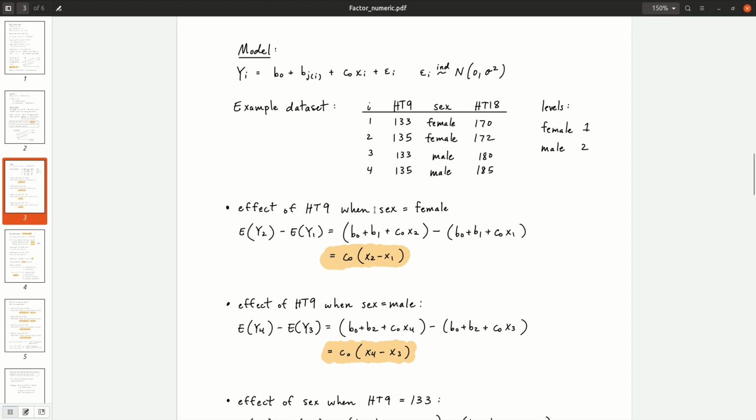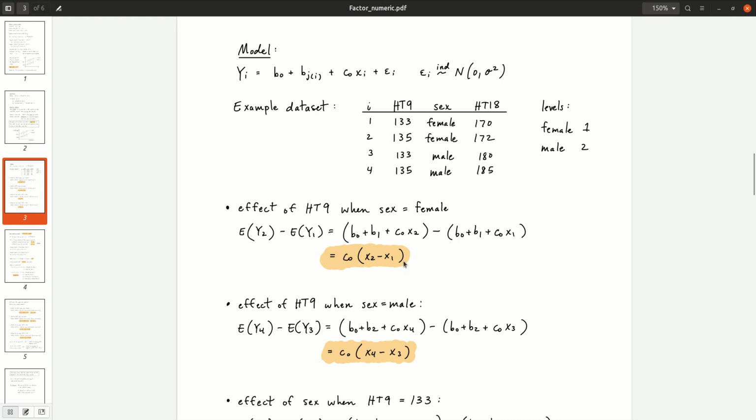Now if I take the difference, the b0 plus b1s cancel, and I get c0 times x2 minus x1. Of course, this quantity is 2. So x2 is 135, x1 is 133, so this is 2. I haven't written that out, but this is equal to 2. So it's going to be c0 times 2. So the effect of increasing height at age 9 by 2 when sex is female is c0 times the difference in the x's.